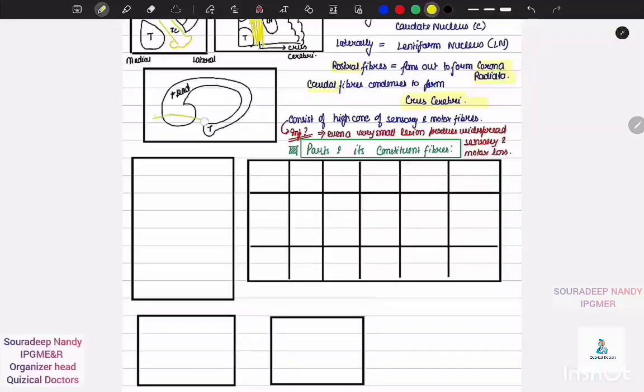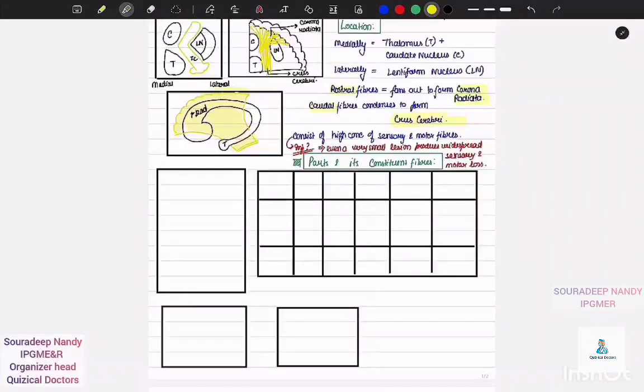Now here again I am showing the location. The internal capsule passes lateral to the head of the caudate nucleus, and it passes medial to the tail of the caudate nucleus and reaches the crus cerebri and brainstem.